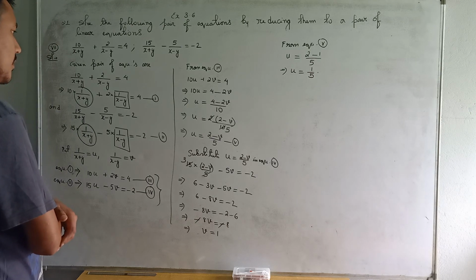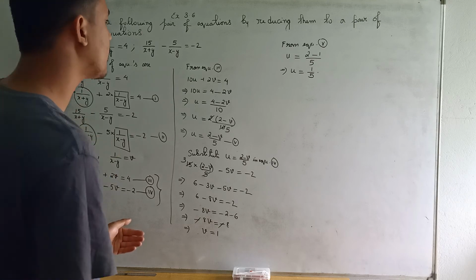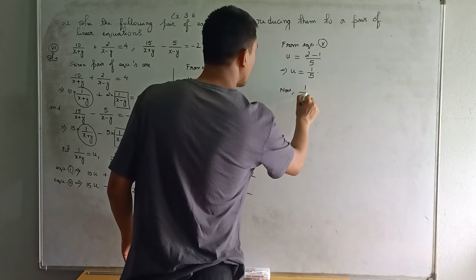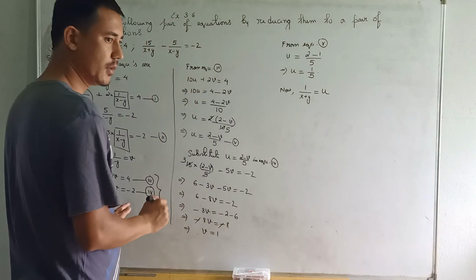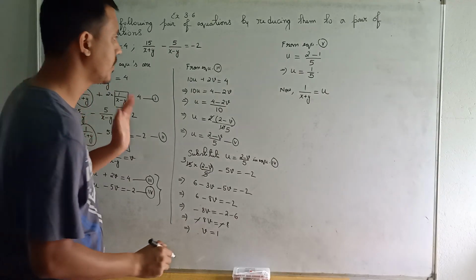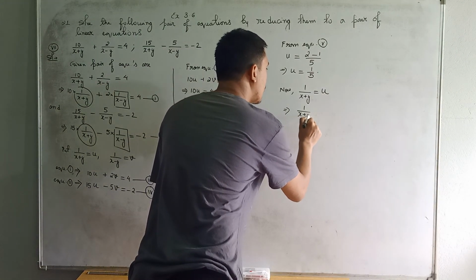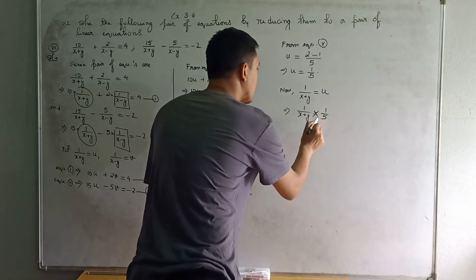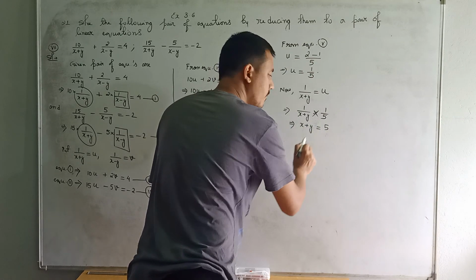So v is 1 by 5, we have no problem. Now we need x and y. You have replaced 1 upon x plus y by u. Now, 1 upon x plus y is equal to u, which is 1 upon 5. If you cross multiply, x plus y will be equal to 5.